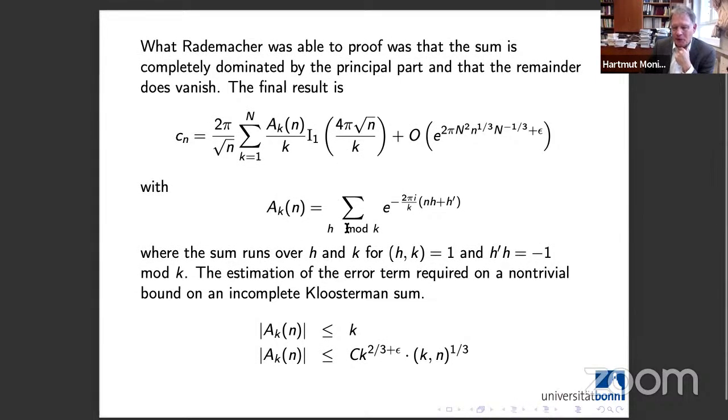So this sum, for a congruence subgroup, this is all easy, and this AKN can be calculated directly for a congruence subgroup. So here in this case, it's just H mod K. And so you have an explicit representation of the Cn in terms of a Kloosterman sum. Now, this may sound only theoretical valuable, but as Rademacher showed in this very early paper, this sum actually converges relatively quickly to an estimate for the Fourier coefficients.